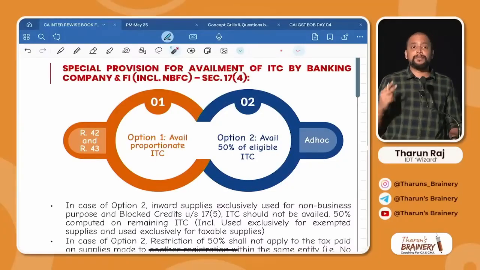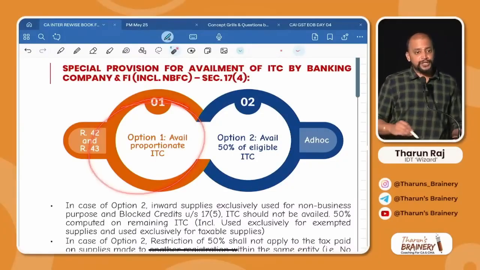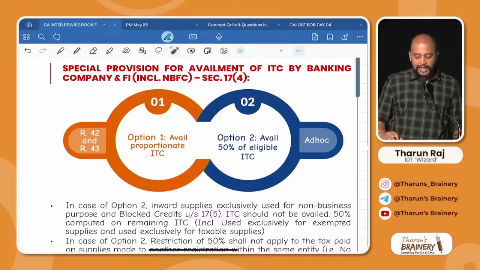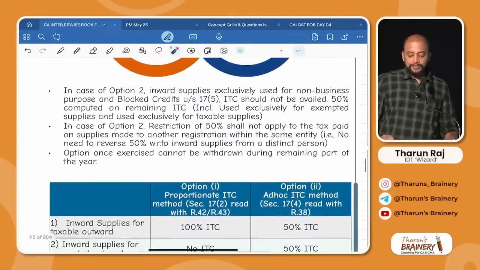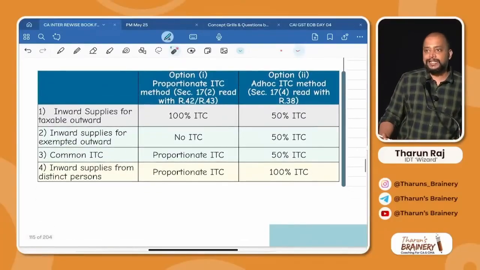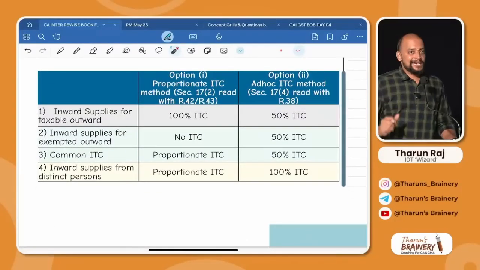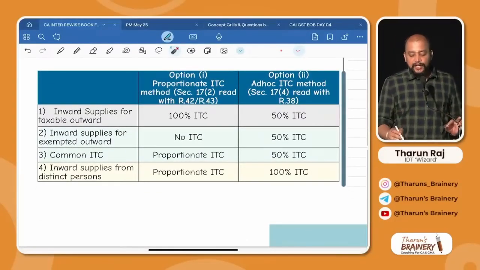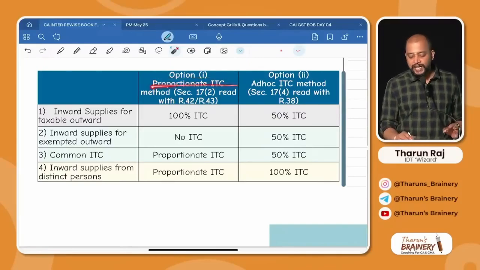So what are the 2 options for a banking company? Either the proportionate ITC option or the ad hoc ITC option. But there are some differences between option 1 and option 2 which you need to understand. This part can be tested in the exam. Carefully listen. In option 1, that is the proportionate ITC option.